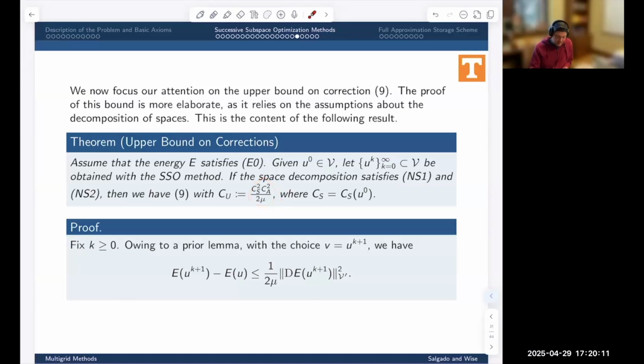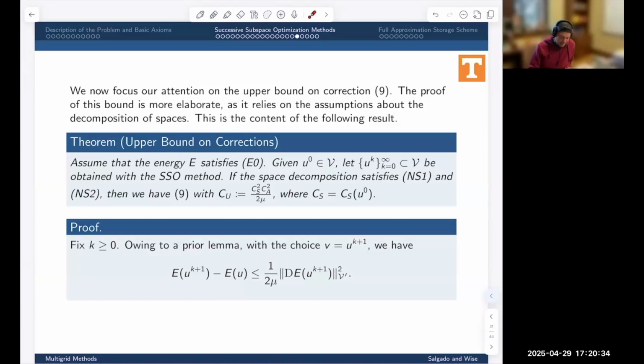Okay, so it involves the mu, and it involves these two constants. The first one is for the stable decomposition. Let's see. First one is for the stability, and the second one is for the strength in Cauchy-Schwarz.